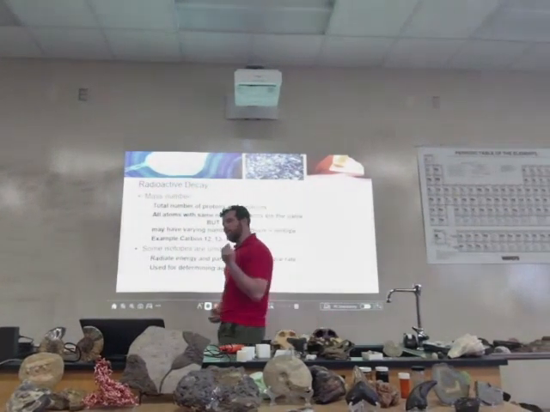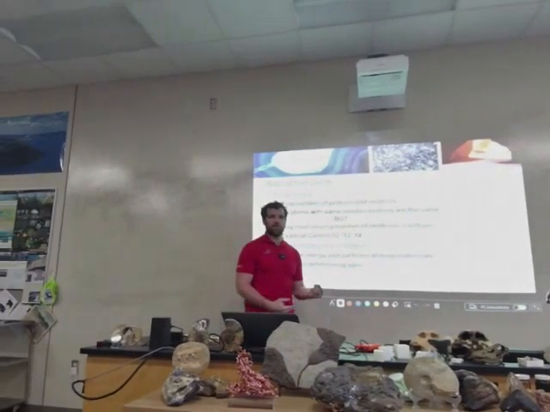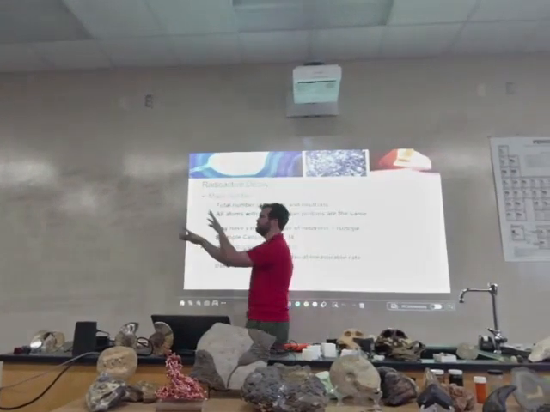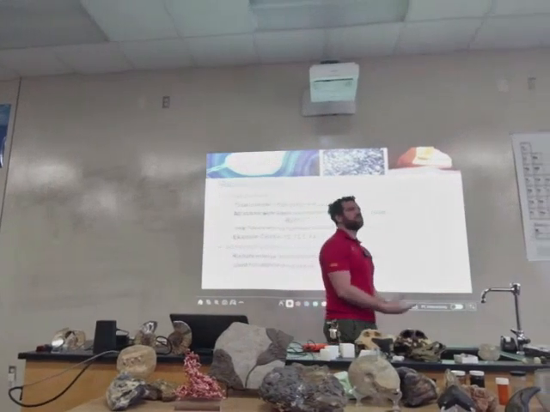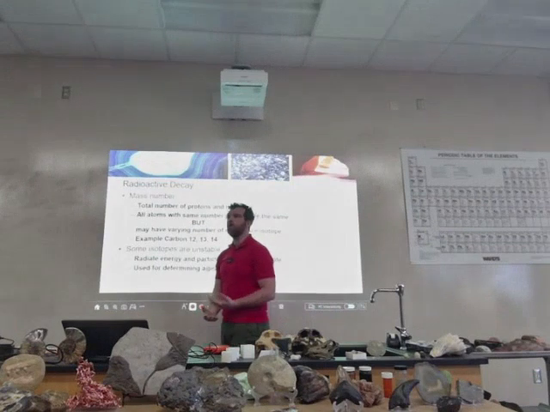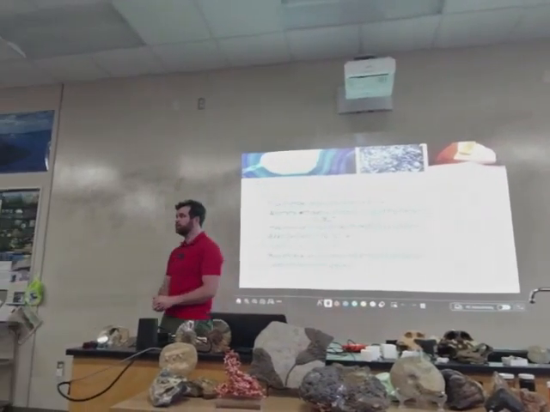Now, there are unstable isotopes. When an isotope is unstable, it can't handle the fact that it lost a neutron. It's like, no neutron, come back. It falls apart, okay? We call this process of an element falling apart because it is unstable radioactive decay. That's where radiation comes from.